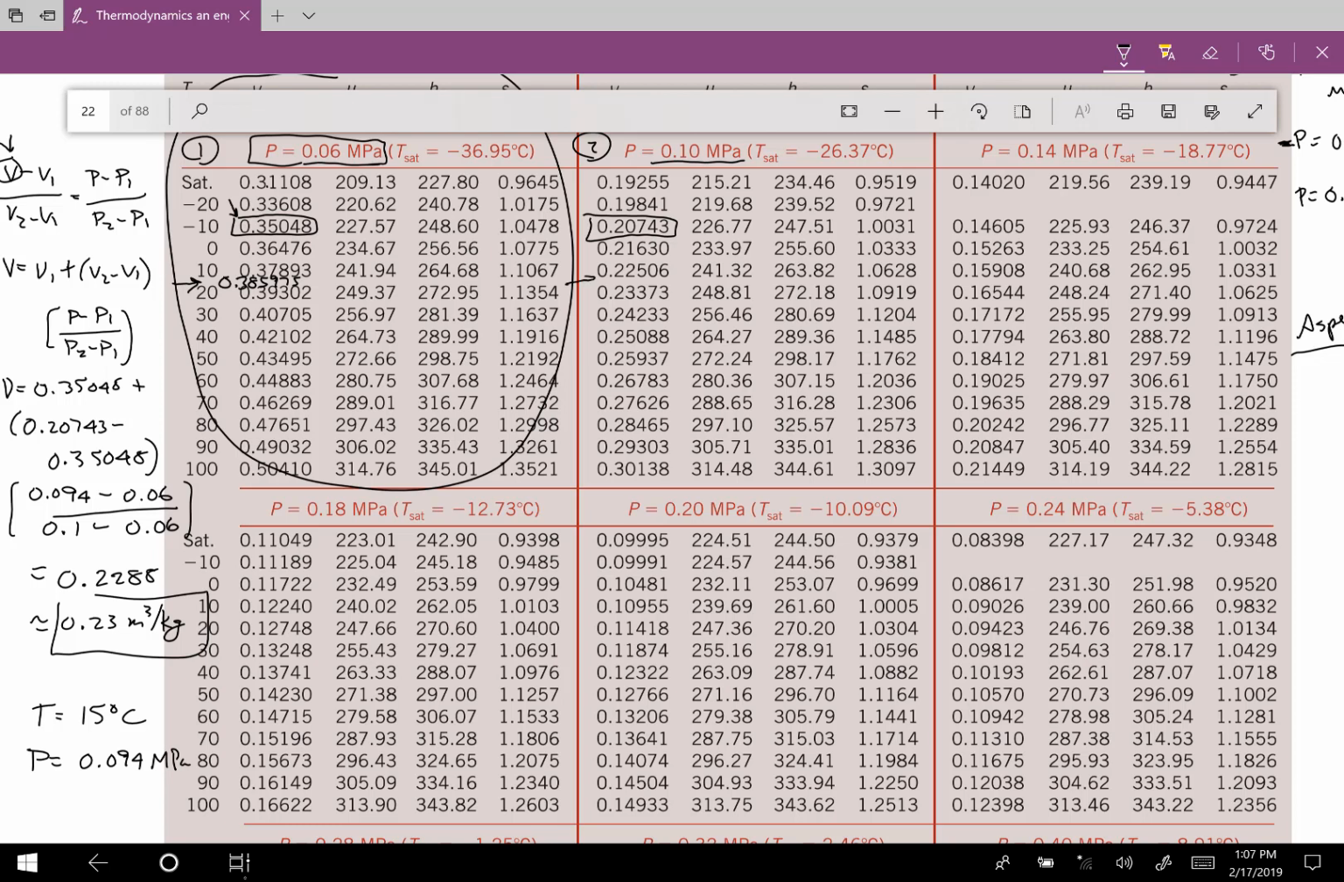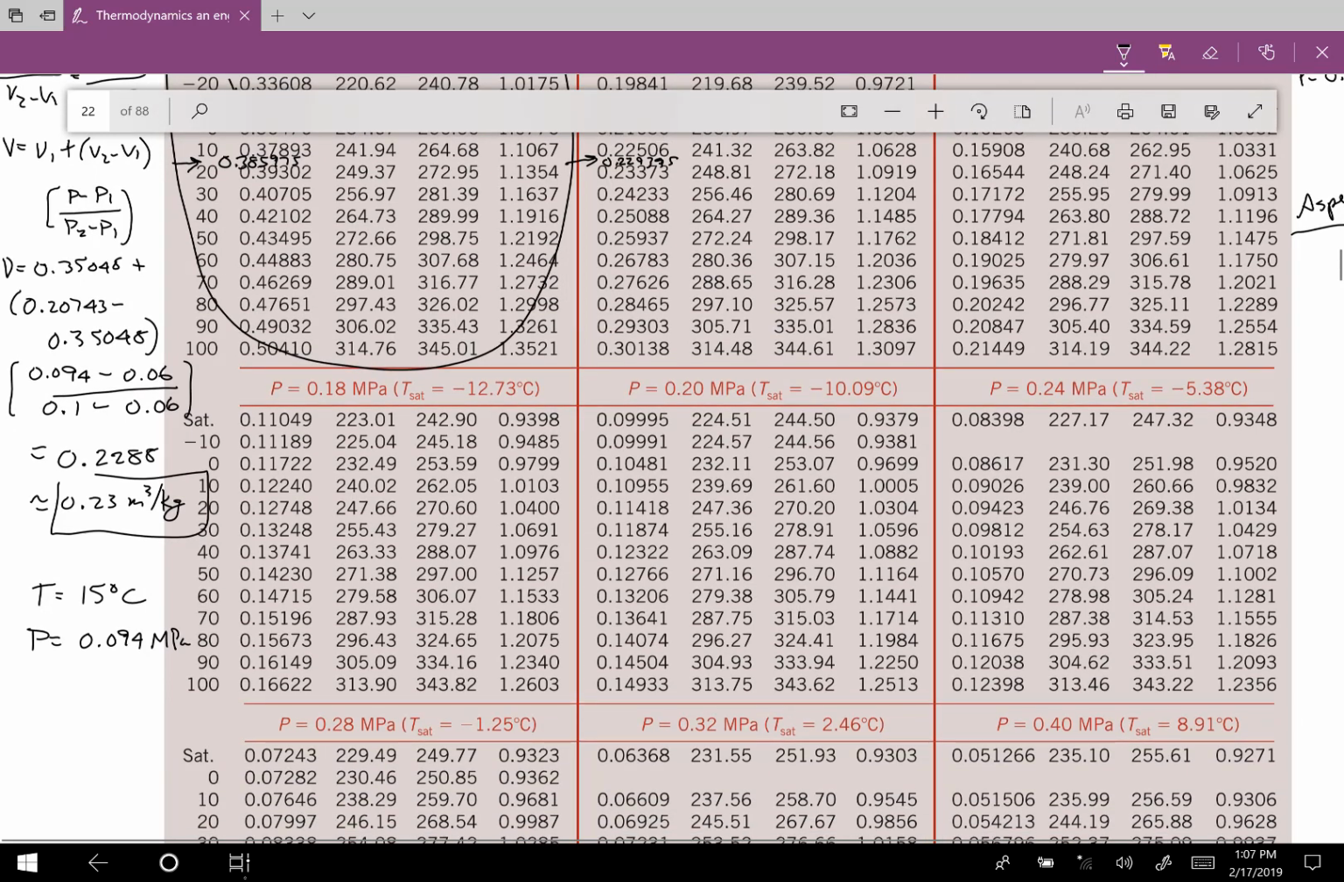And for the specific volume on this table, I'm going to do the same thing. So 0.23373 minus 0.22506, divided by 2, plus 0.22506. So this is 0.22995. So now I'm going to do the same thing.